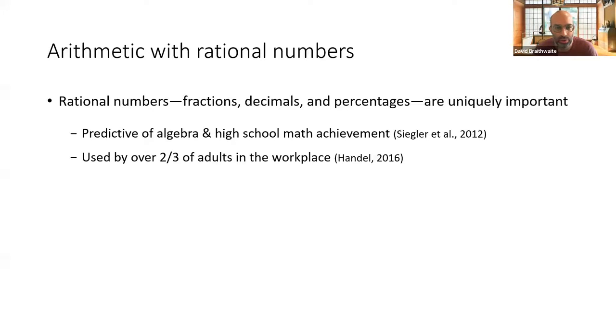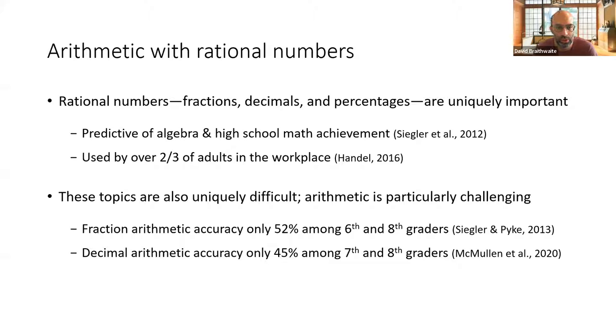Unfortunately, given their importance, rational numbers are also a uniquely difficult topic, and arithmetic with rational numbers is particularly difficult. So just to cite a couple of representative examples here, the two studies at the bottom of the page investigated respectively fraction and decimal arithmetic among middle school children from 6th to 8th grade, and their accuracy ranged around 50% on average. This is despite having received at least 3 and often more years of instruction in these topics.